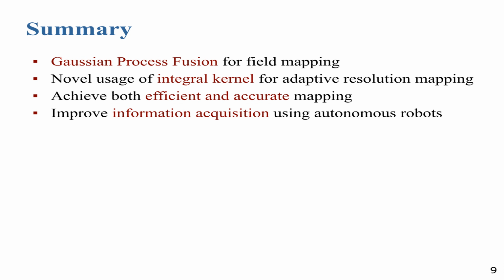To summarize our work, we propose to use Gaussian process fusion for online field mapping. In order to handle resolution change, we introduced the use of integral kernels. Our mapping experiments show the efficiency and accuracy of our mapping approach compared to several baselines. Furthermore, by integrating our mapping method in an informative path planning framework, we show a better performance of finding regions of interest in online environments given limited operation time.